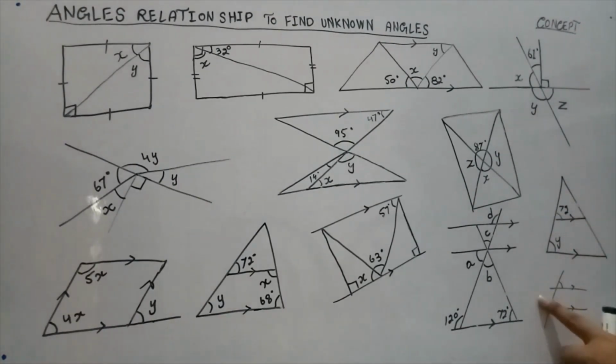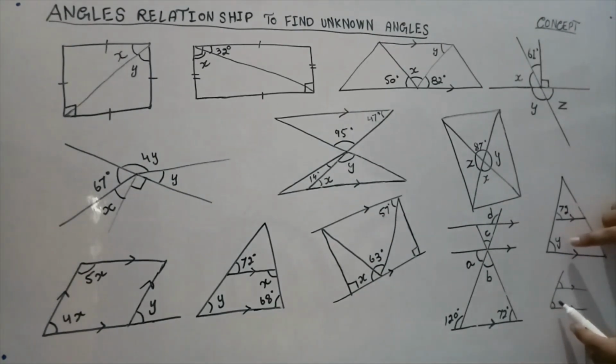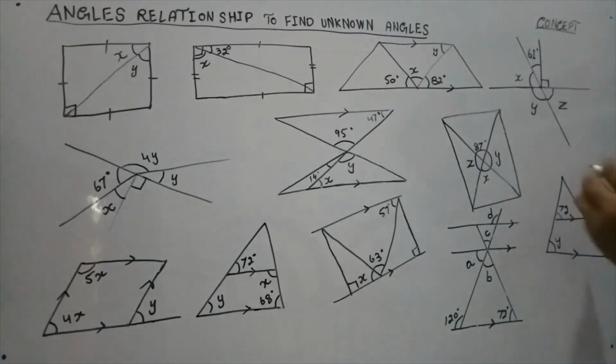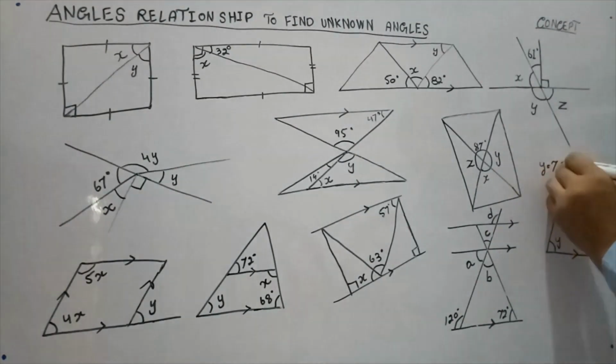You can see, or I can erase just these lines. So you can see that this angle, which is equal to 72, and this angle, which is equal to y, these two are the same. I can say that y is equal to 72 degrees. So let me write it. y is equal to 72 degrees.